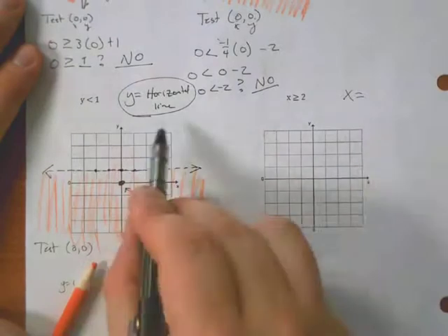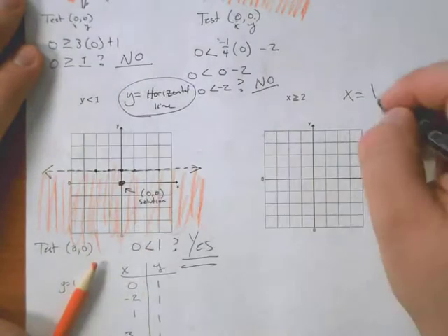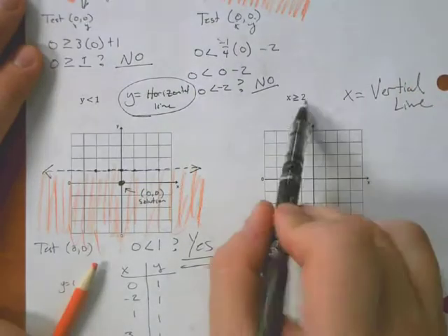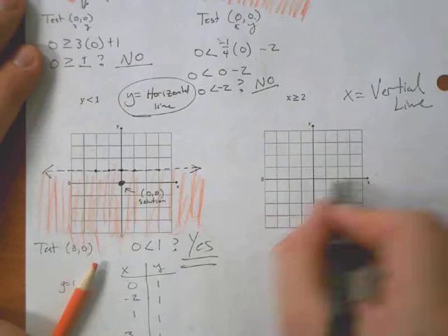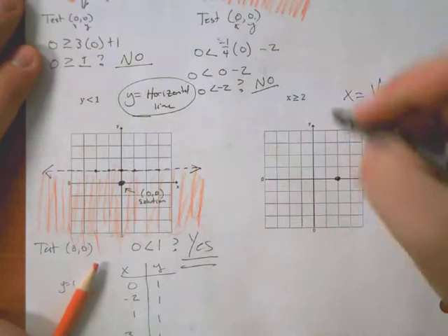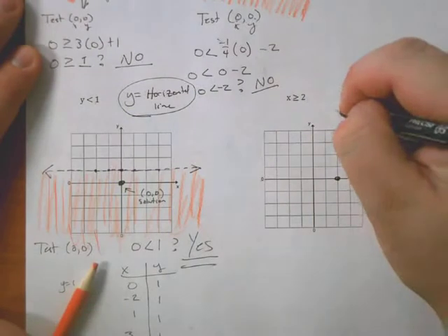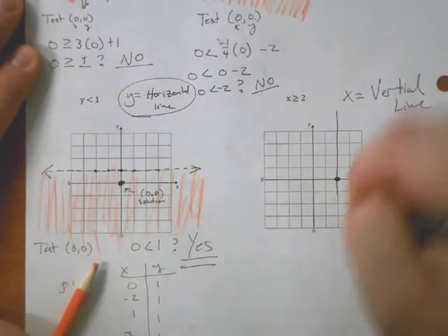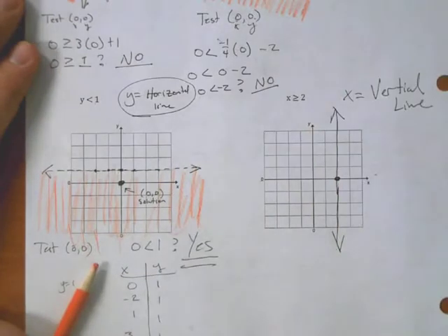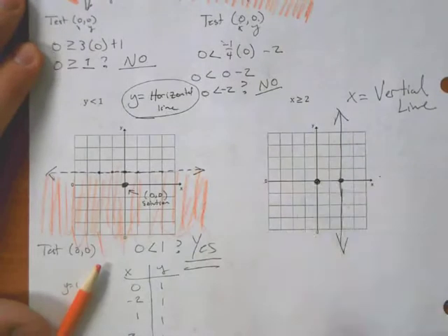So then if y equals is a horizontal line, what's an x equals line? Vertical. So a vertical line through 2. So x is 2 is over here. And it's a vertical line. Is it dotted or solid? Solid line. How about we pick this test point here?